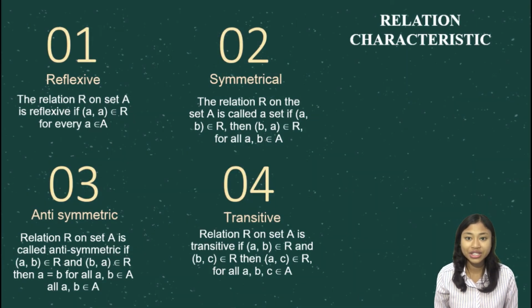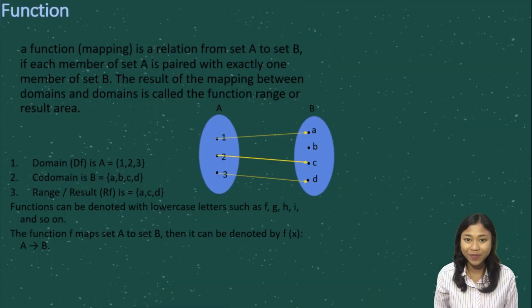The third, antisymmetric. Relation R on set A is called antisymmetric if (a, b) is an element of R and (b, a) is an element of R, then a equals b for all a, b in A. Fourth, transitive. Relation R on set A is transitive if (a, b) is an element of R and (b, c) is an element of R, then (a, c) is an element of R for all a, b, c in A.